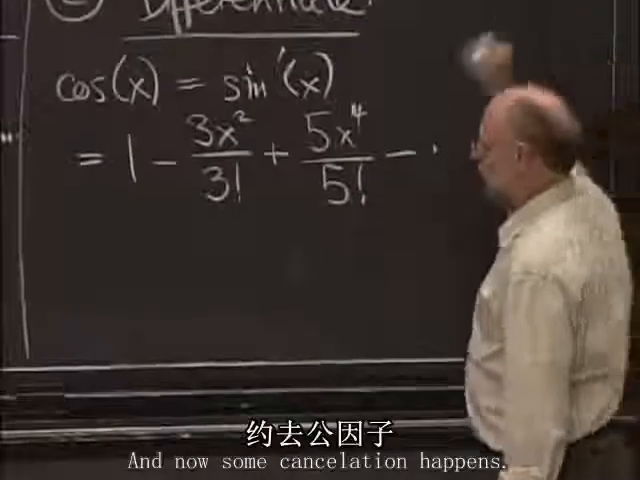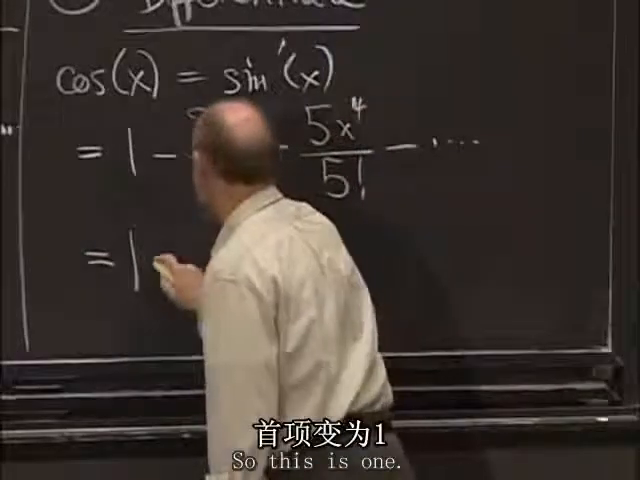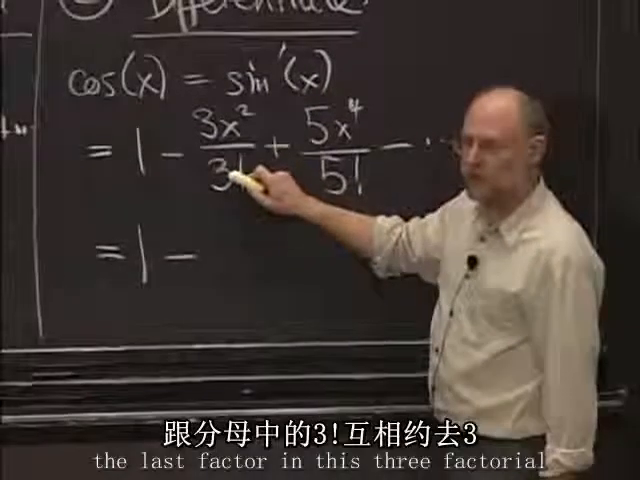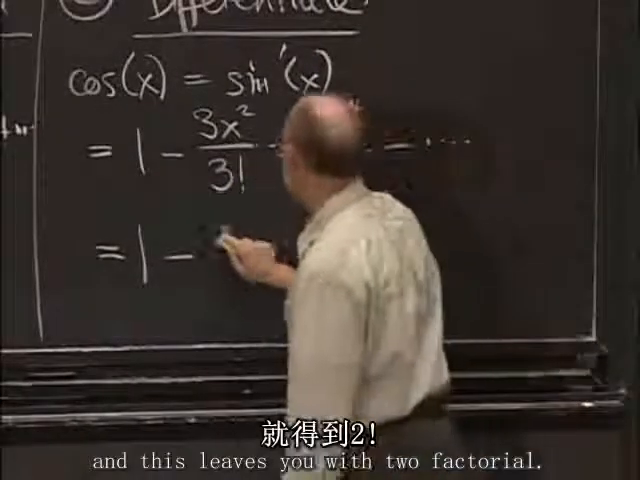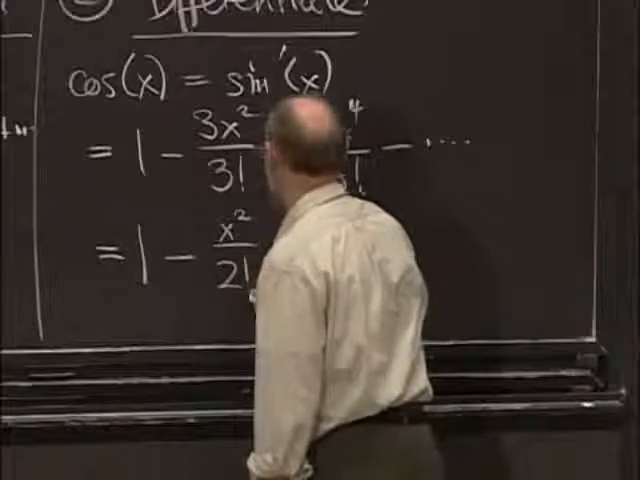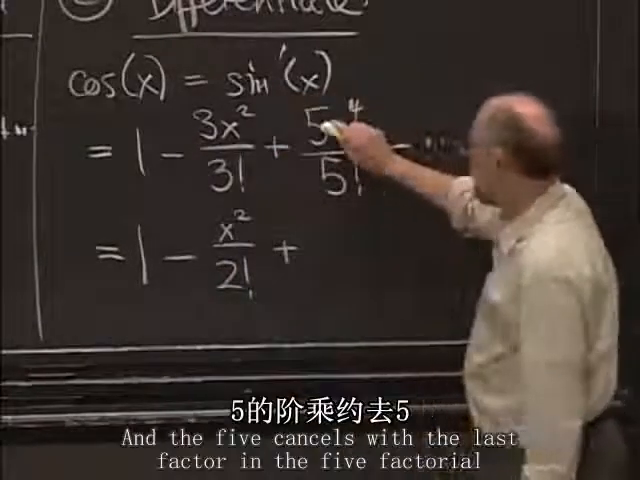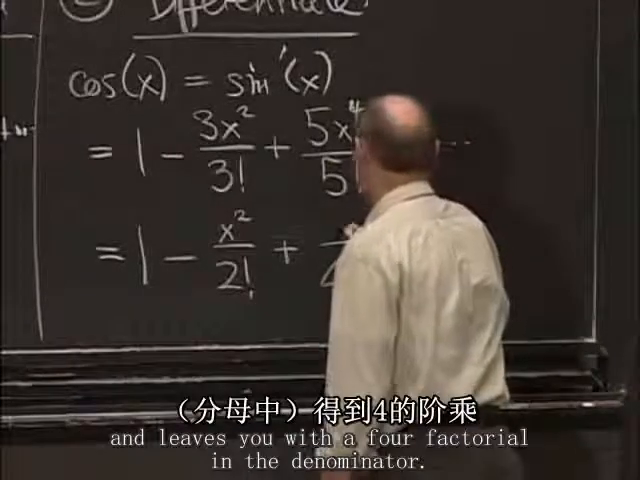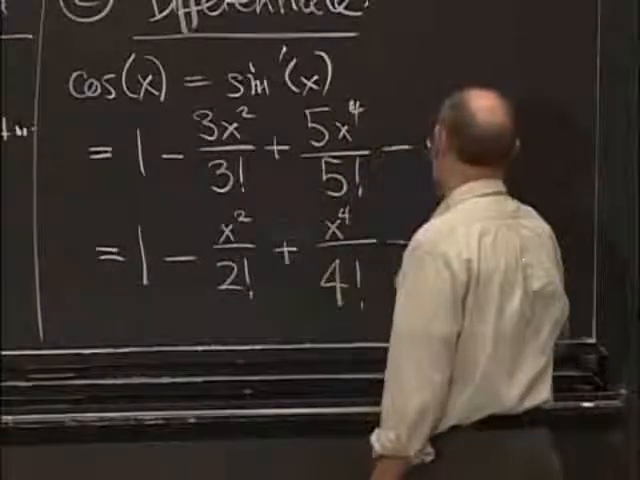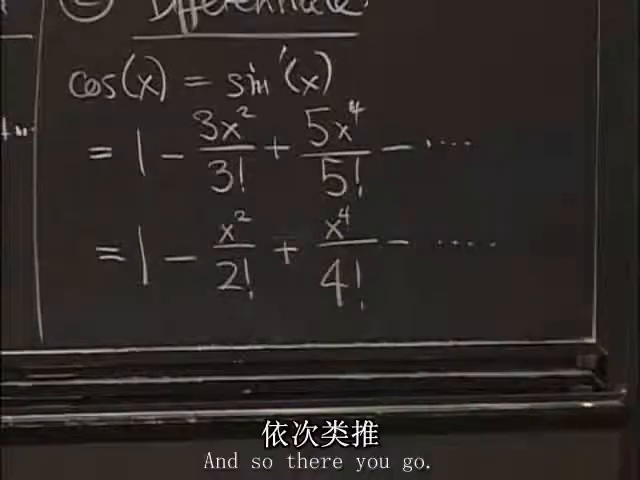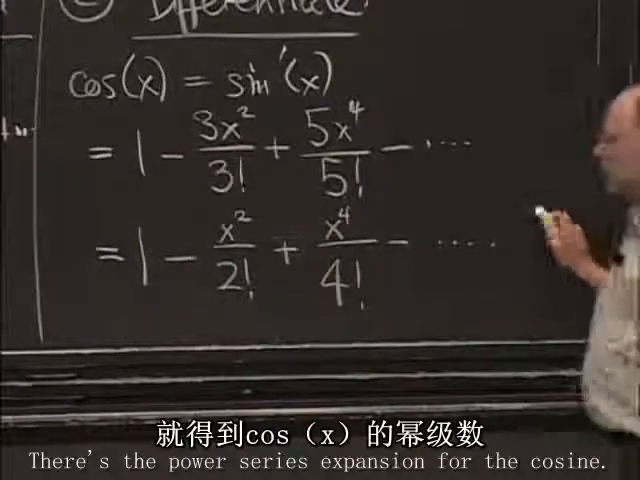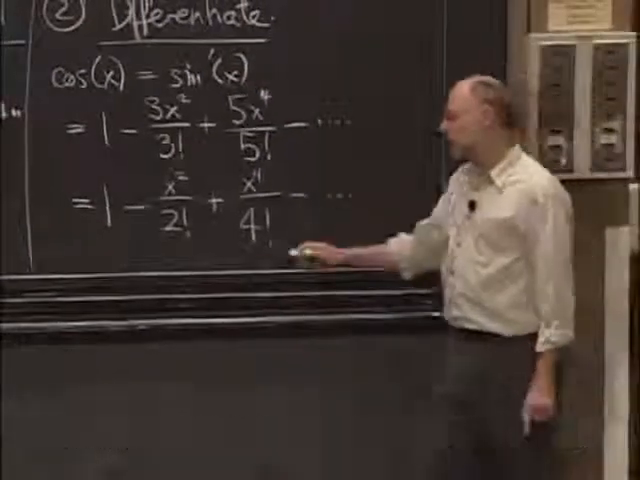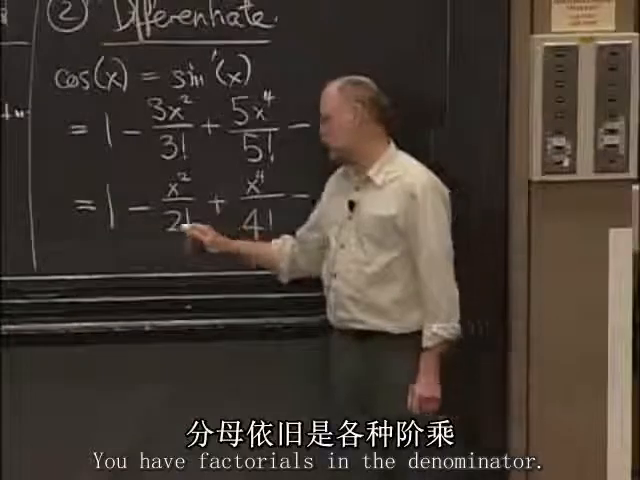And now some cancellation happens. So this is 1 minus, well, the 3 cancels with the last factor in this 3 factorial and leaves you with 2 factorial. And the 5 cancels with the last factor in the 5 factorial and leaves you with a 4 factorial in the denominator. And so there you go. There's the power series expansion for the cosine. It's got all even powers of x. They alternate. You have factorials in the denominator.